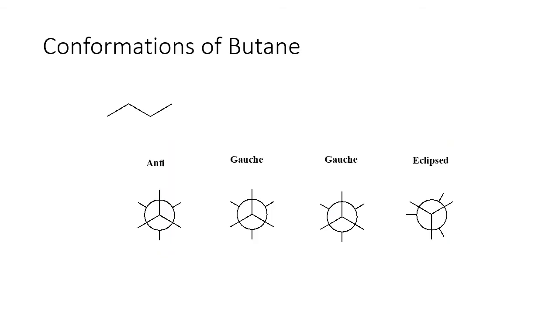Next, let's analyze what our Newman projections for something like butane would look like. We're going to pretend that we're looking down the C2 to C3 bond. That's going to be our projected bond. So if we number this, we would have 1, 2, 3, 4. And we're going to be looking down here from 2 to 3.